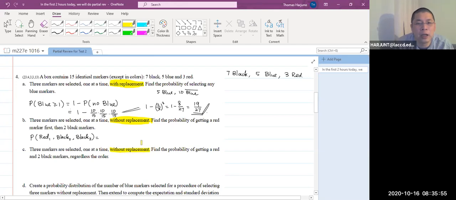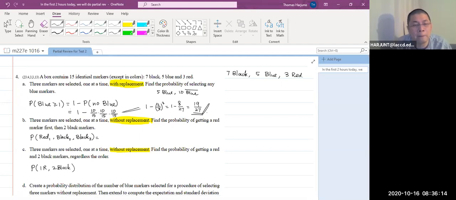Then in part C, it's very, very similar, but this time you want to get 1 red and 2 black, regardless of the order. I wonder if you can distinguish the difference between part B and part C. In part B, the order matters, while in part C, the order doesn't matter. Now let me give you approximately 1 minute for each.